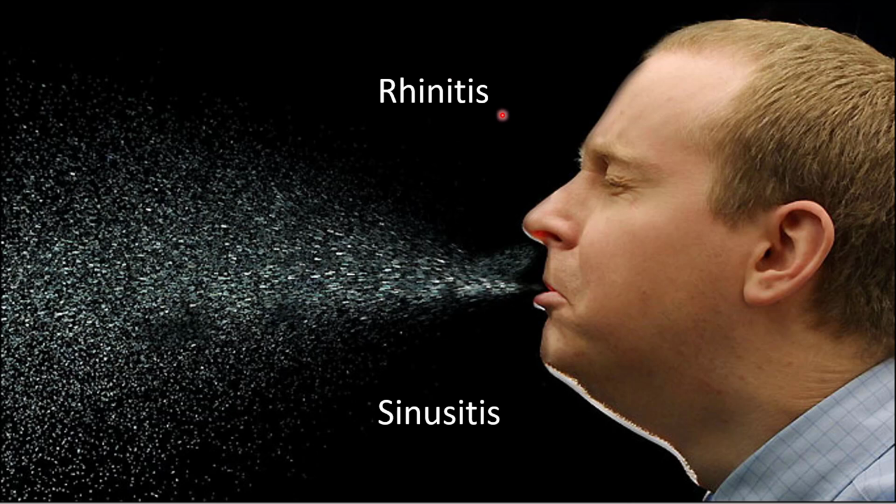So rhinitis is the infection or inflammation of the nose. R-H-I-N means nose. Rhinoceros means nose horn. Rhinoplasty is an operation on the nose, sometimes just called a nose job. Well, rhinitis is infection of the nose, but more commonly, this is what we refer to as the common cold. Rhinitis is the actual condition that we just refer to as a cold.